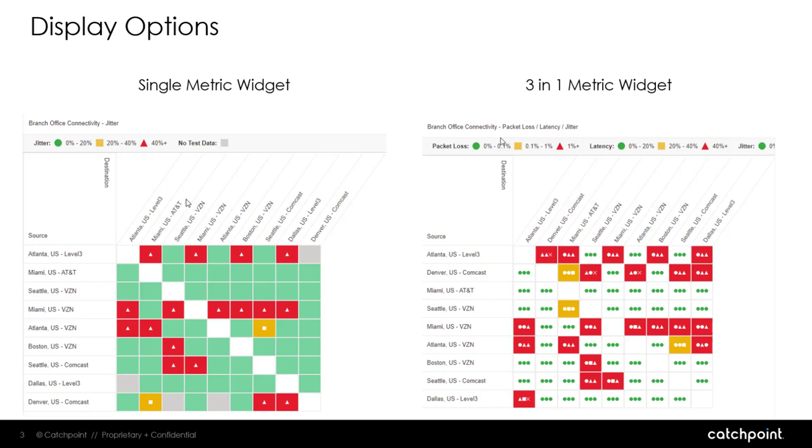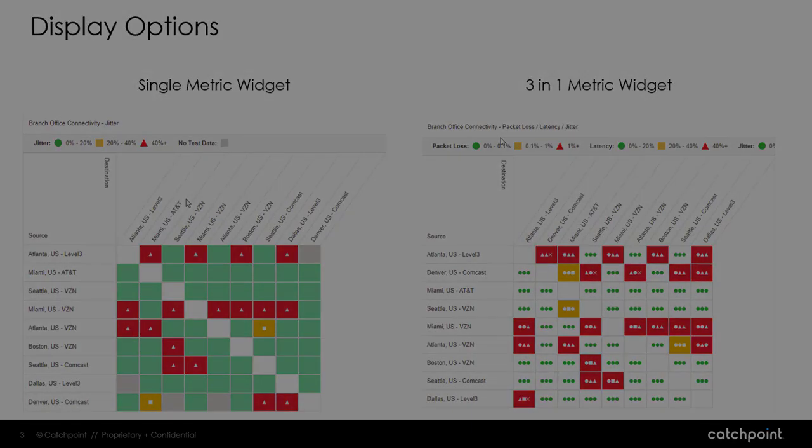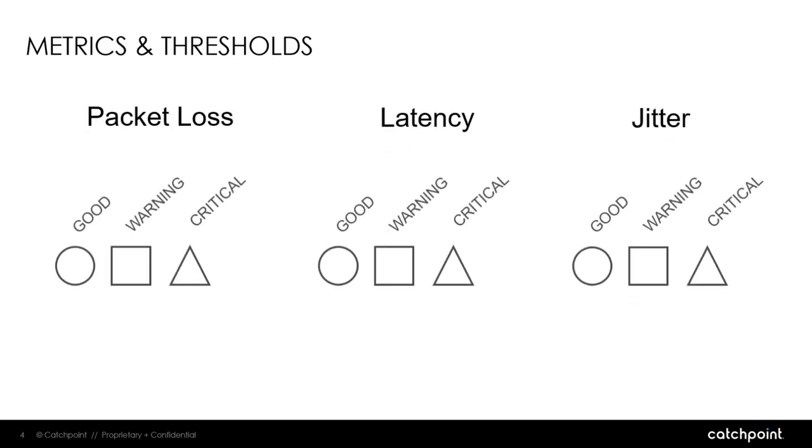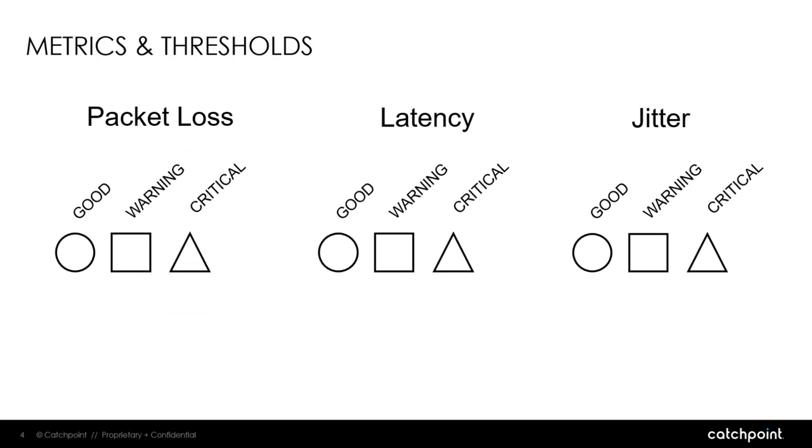location. As you can see, especially with the 3-in-1 widget, we're displaying a lot of information in a very small space. So let's go through the methodology behind these views. As I mentioned, we monitor three metrics: packet loss, latency, and jitter. And we use three shapes to signify the status of those metrics.